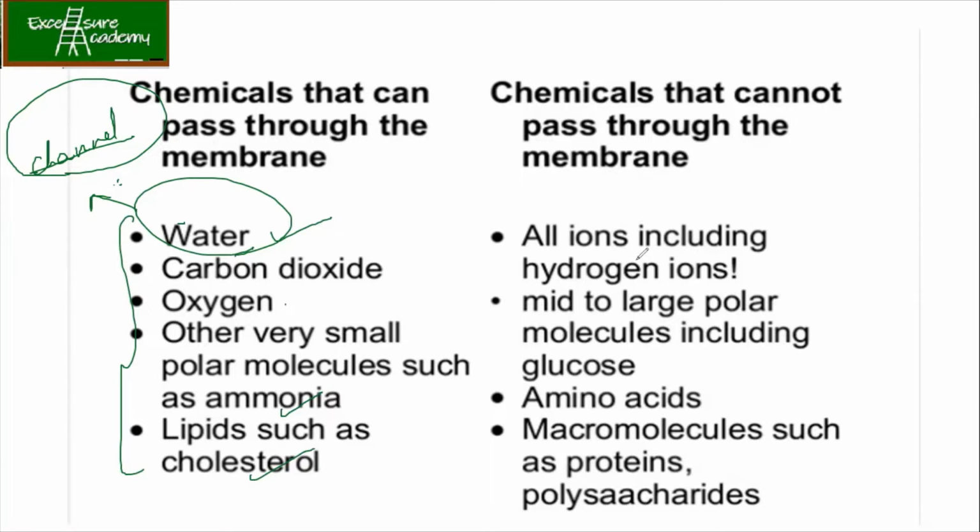Now coming to the chemicals that cannot pass through the membrane. All ions, including the hydrogen ions. Why? Because of their charge. Because of the charge, these ions cannot pass through the membrane. Mid to large polar molecules including glucose, even that cannot pass through the membrane.